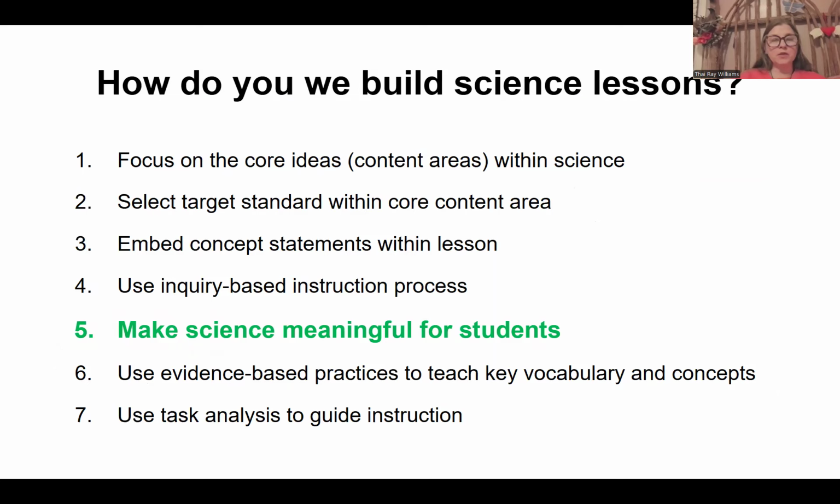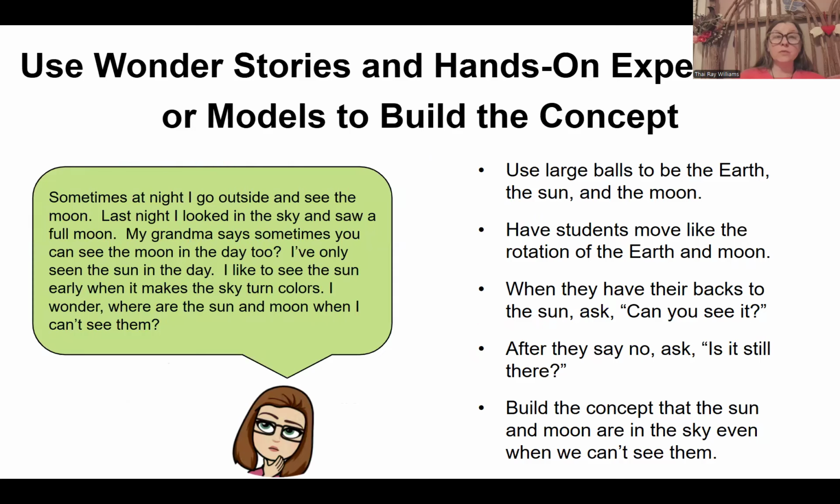The next thing we want to make sure that we're doing when we're planning our science lesson is that we make science meaningful for our students. And the two ways we're going to do that is we're going to use a wonder story. We already talked about that. That's related to some type of daily activity, something that's going on in the world, something our students can connect with. And then we're also going to use hands-on experiments or models that are going to help our students build an understanding of what we're teaching.